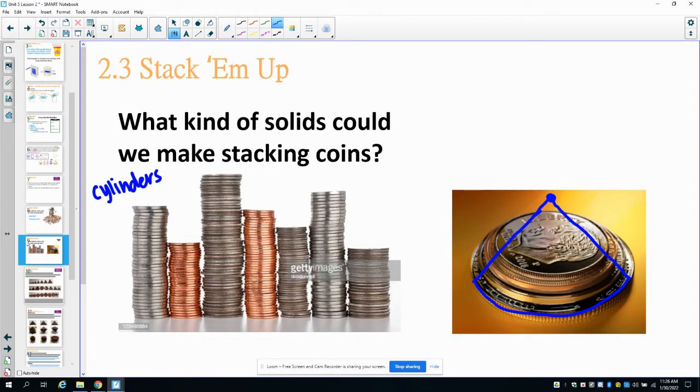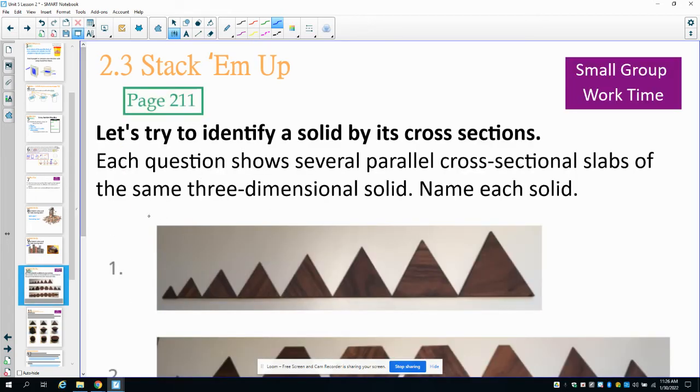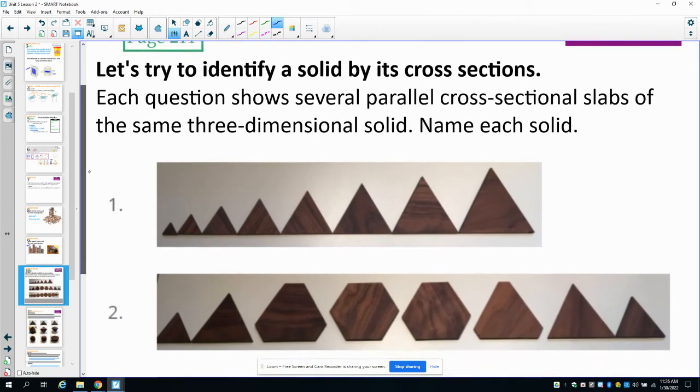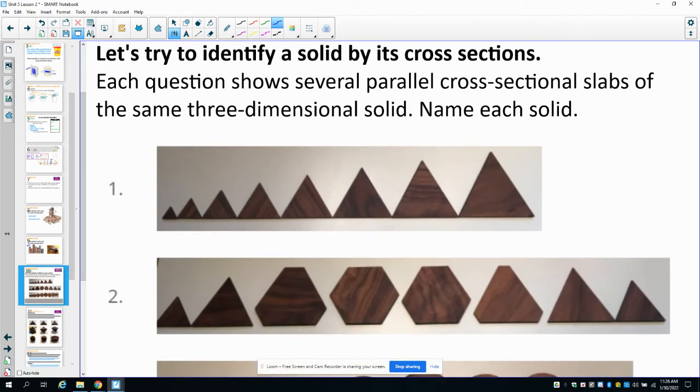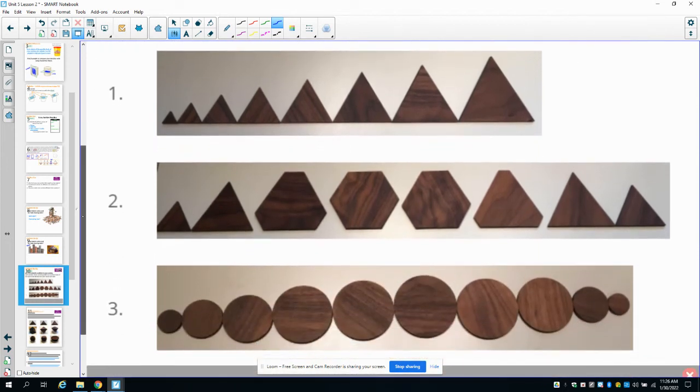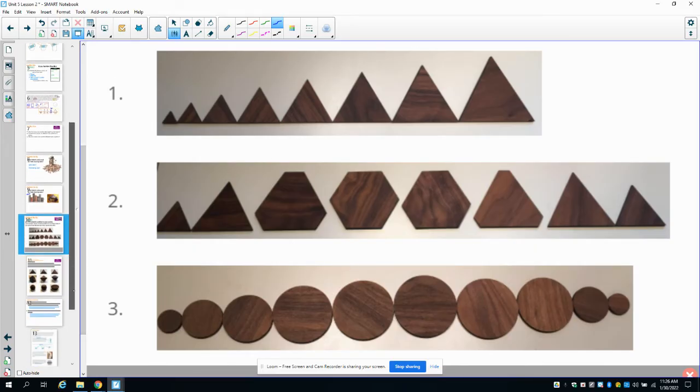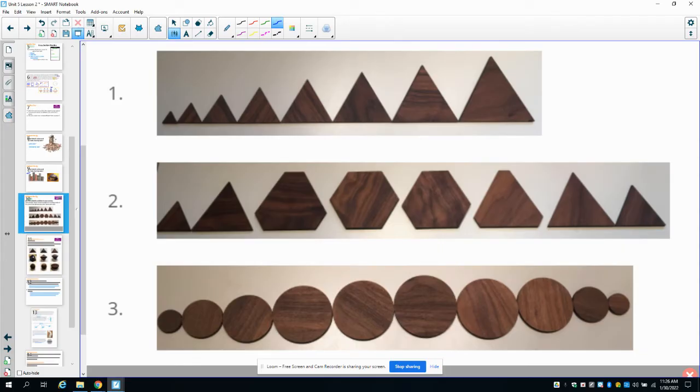So let's take a look at the cross sections on page 211. Here's a bunch of cross sections. If we were to stack these up, what shapes would they be making? Can you determine from these cross sections what three-dimensional shape will be formed? See if you can guess, then come back and I'll show you.